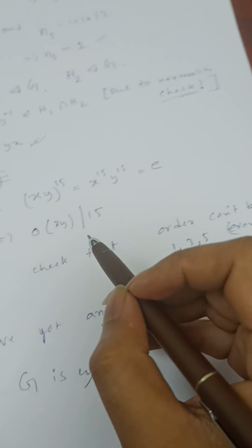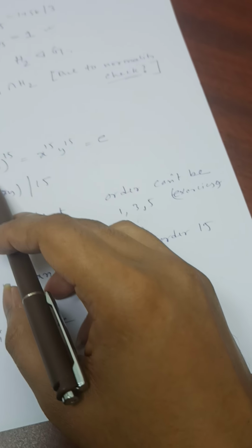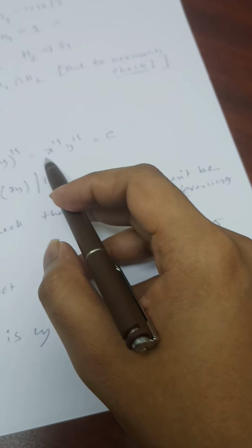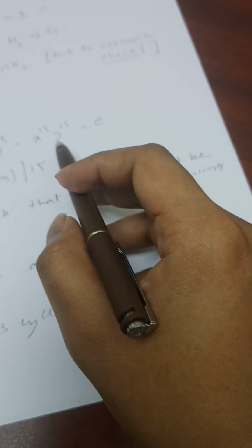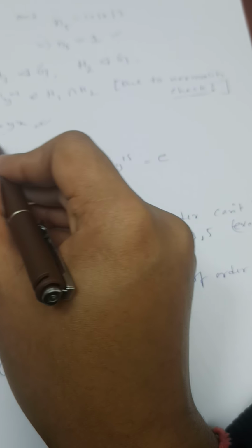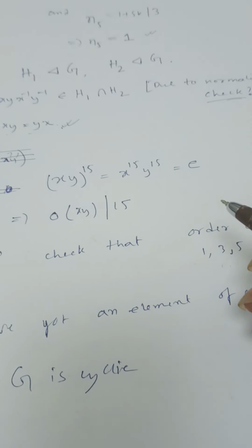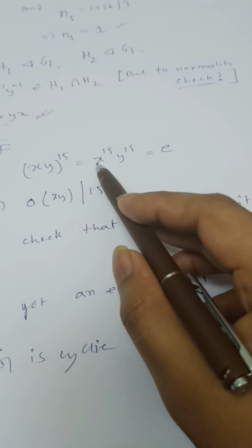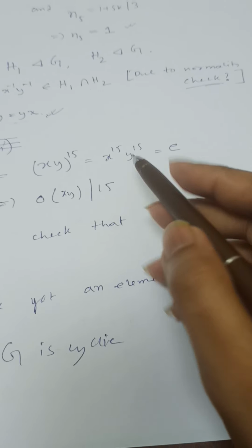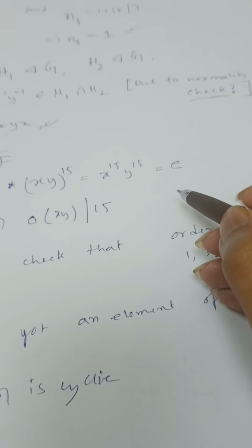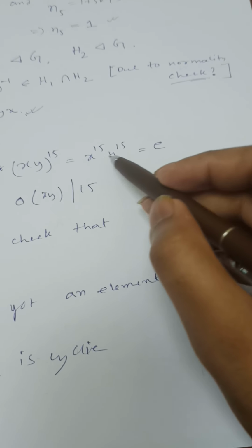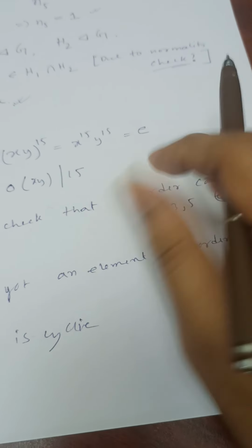Now (xy) to the power 15 equals x to the power 15 times y to the power 15. How can I write this? I can write this because of this result, due to the commutativity of x and y; otherwise it is not always true. This is equal to identity, because x to the power 3 equals identity and y to the power 5 equals identity. That's why it is identity.